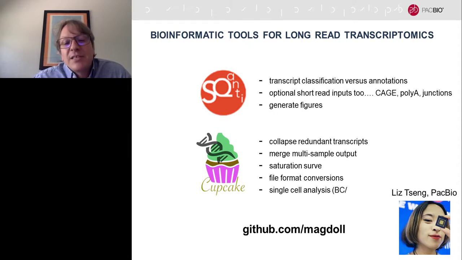And then Liz has generated a tool called cDNA Cupcake. She likes to name her tools after foods, which I can get behind when I'm in quarantine here. And that's the package that we use to do the single cell information, like finding the barcodes and UMIs. It can also do things like generating saturation curves, collapsing down redundant transcripts. And so you can go to Liz's website, github.com/Magdoll, and link into those.